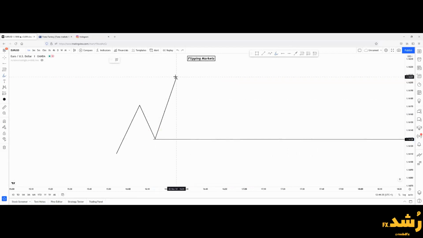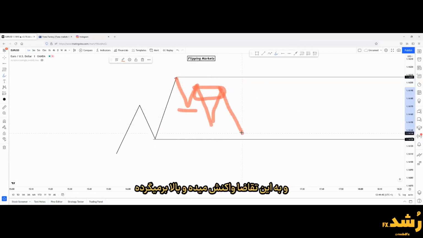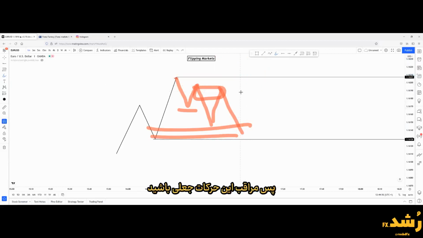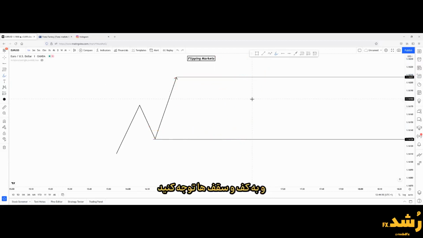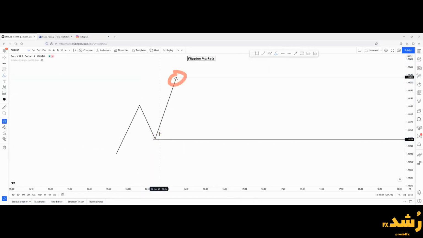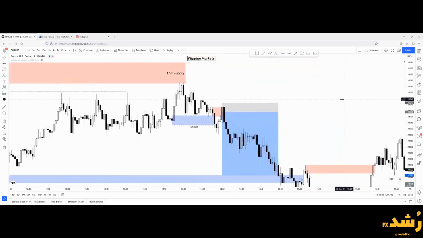Because price can easily do this movement, a fake change of character right here, and you enter here, and it reacts on the demand zone and just turns around and creates a break of structure on the upside, right? So be careful with these fake movements, and pay attention to the highs and lows. It's really, really important to map your highs and lows. Okay, so back to the trade.